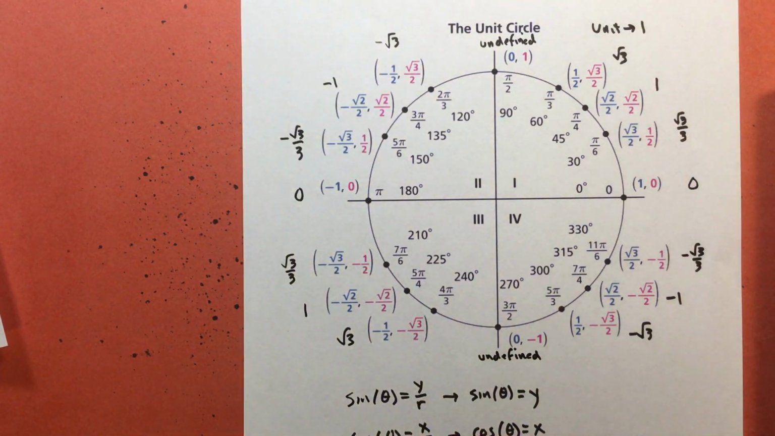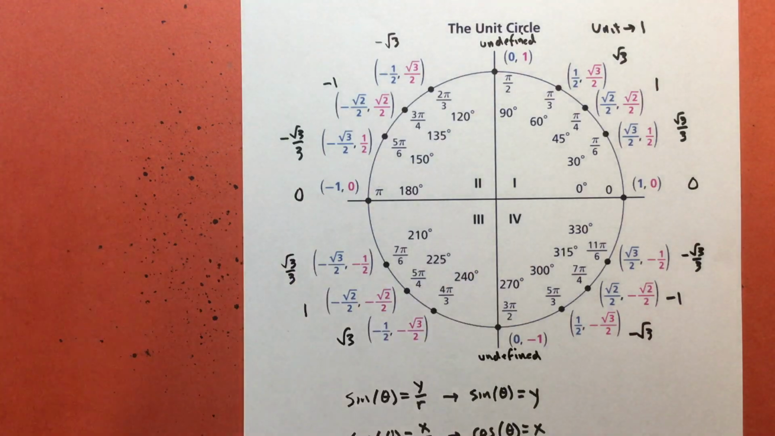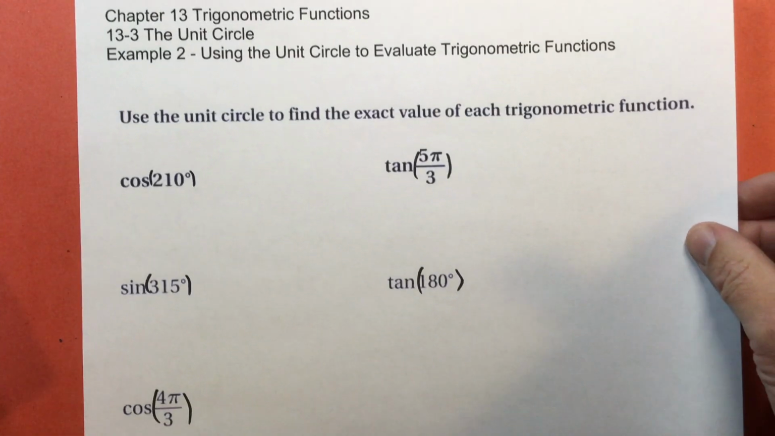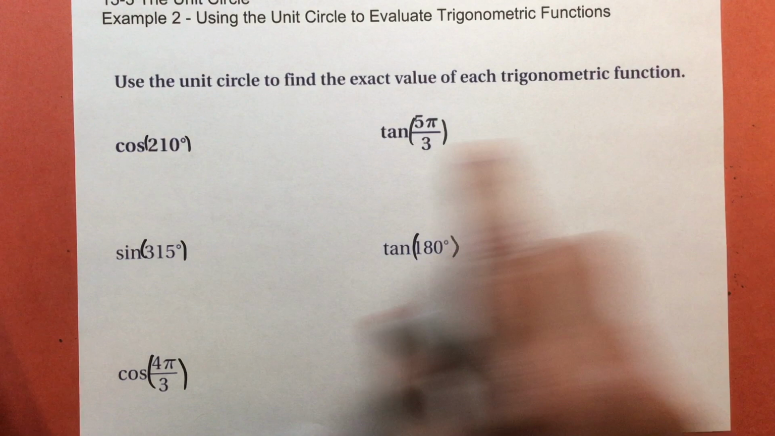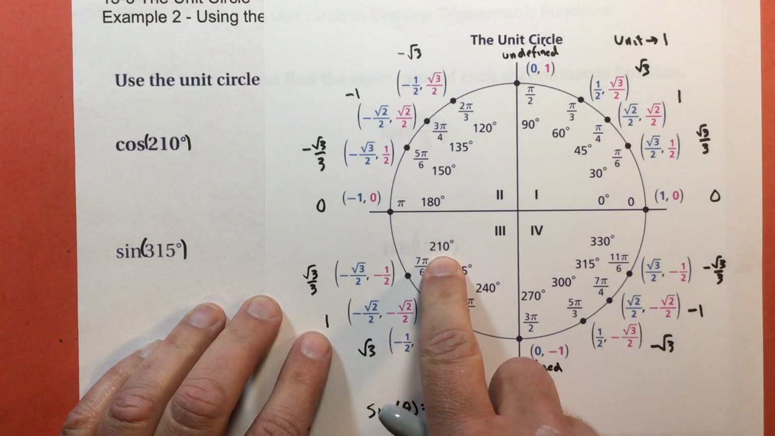Okay, so how do I use the unit circle to quickly find exact values of trig functions? So I'm going to try to put both of these in the screen at the same time. I'll be switching back and forth. Let's find the cosine of 210 degrees, right? So I go around, here's 210 degrees.